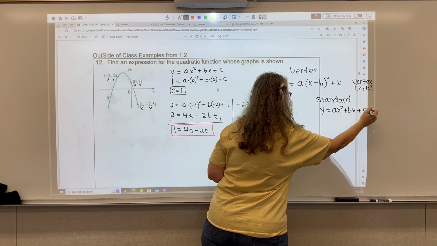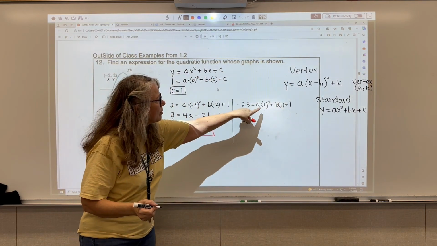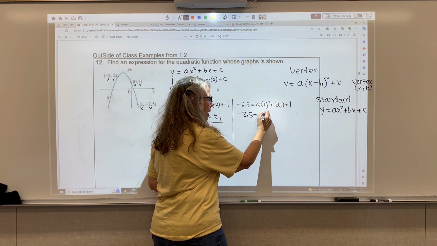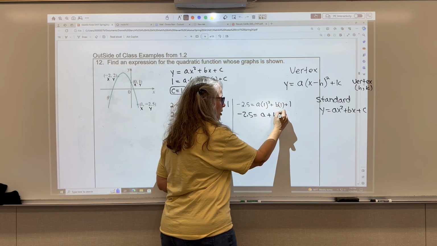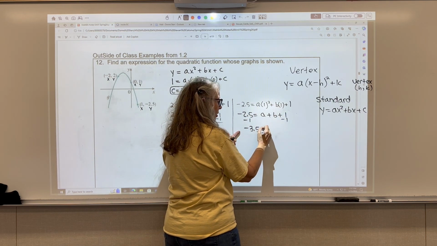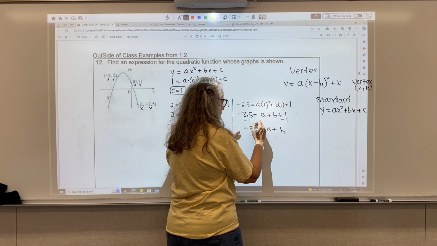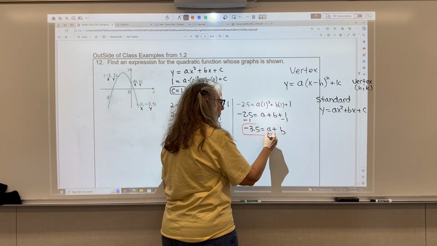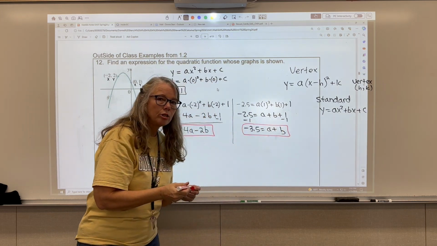Okay, so here this is going to be negative 2.5 equals a plus b plus 1. I'm going to take away 1. So I get negative 3.5 equals a plus b. And that's another equation. And now I have two equations, two unknowns.